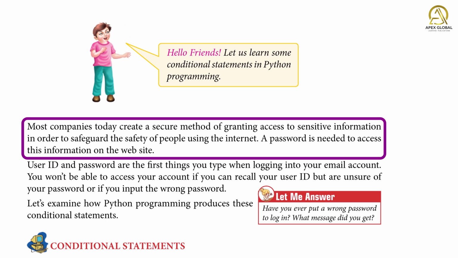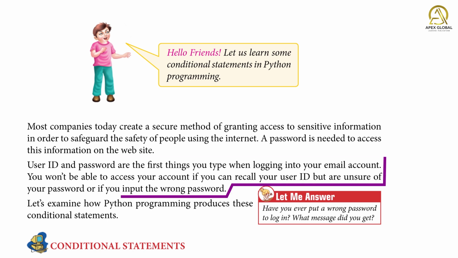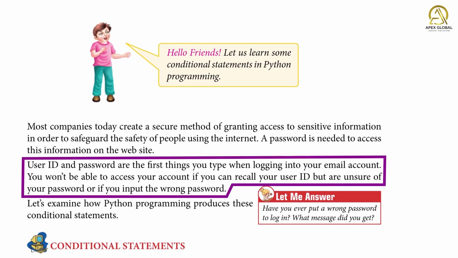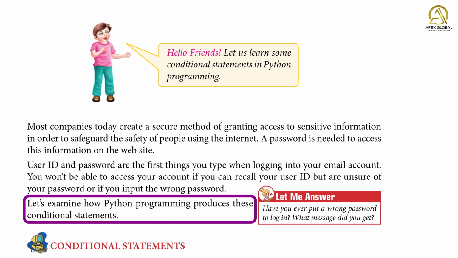Most companies today create a secure method of granting access to sensitive information in order to safeguard the safety of people using the internet. A password is needed to access this information on the website. User ID and password are the first thing you type when logging into your email account. You won't be able to access your account if you can recall your user ID but you are unsure of your password or if you input the wrong password. Let's examine how Python programming produces these conditional statements.